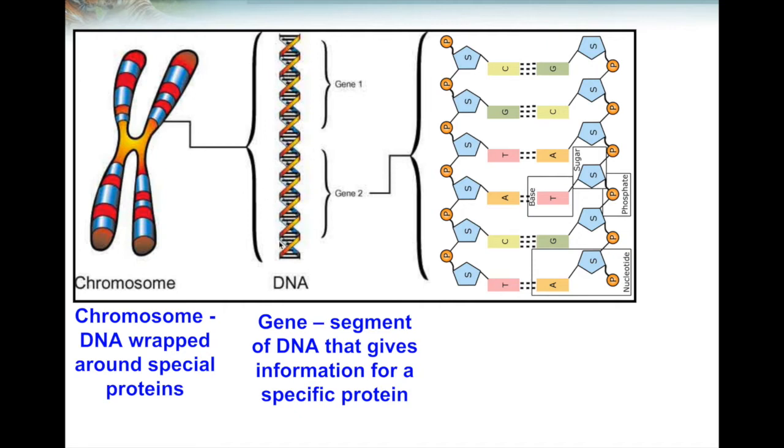Now, if we take this gene and we make it bigger, we can see all the nucleotides. So here we have the phosphate, the sugar, and a base. Phosphate, sugar, and a base. And we see it's kind of like a ladder.